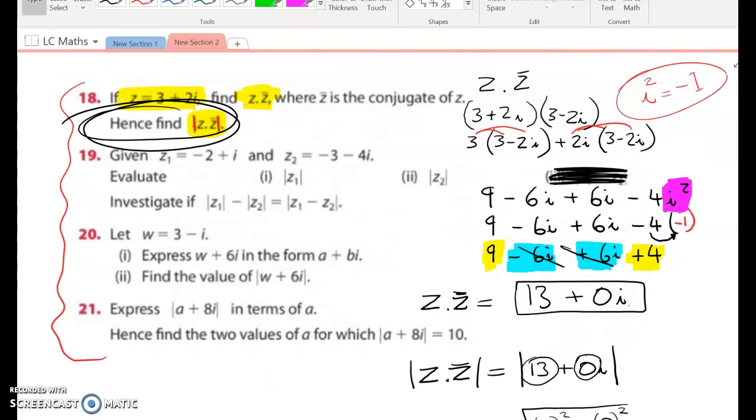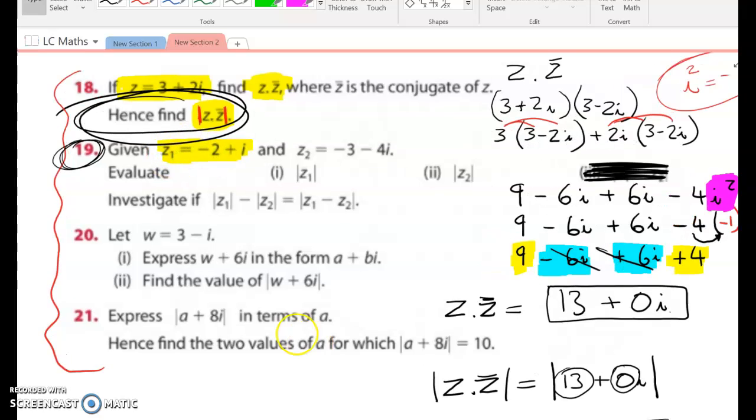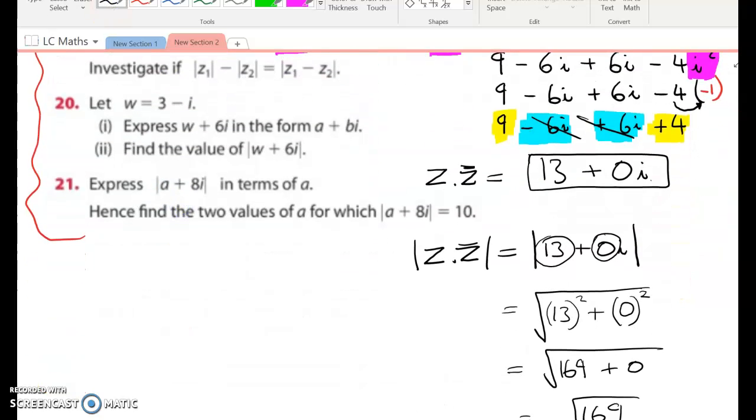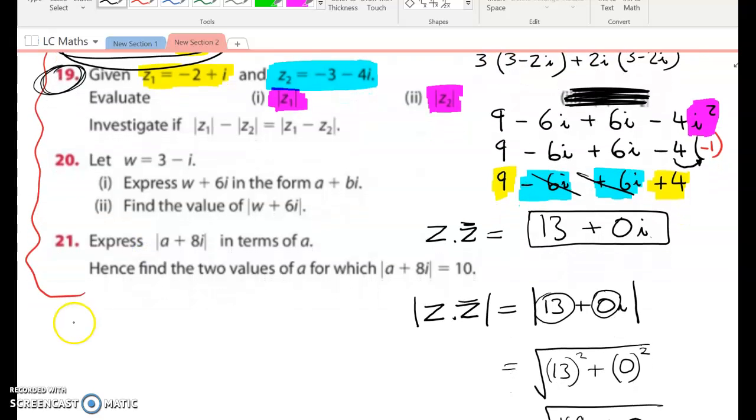Okay, now question 19. Given that Z1 is minus 2 plus i, that's what Z1 is, and Z2 is minus 3 minus 4i, evaluate or find the modulus of Z1 and the modulus of Z2. Okay, let's just write that again. What did it say Z1 is? Z1 is minus 2 plus i.